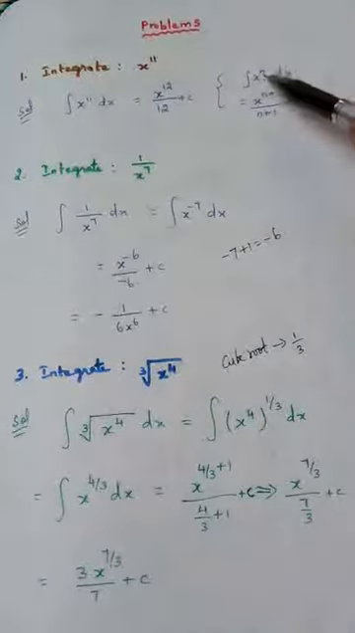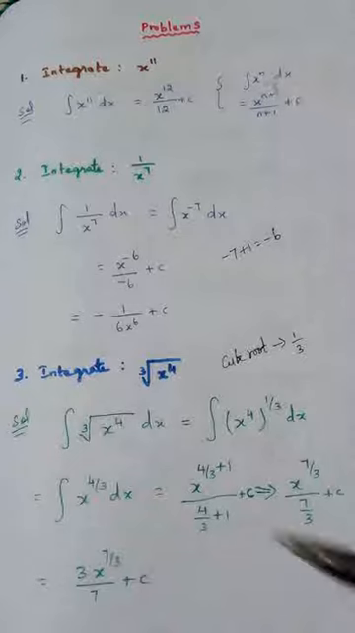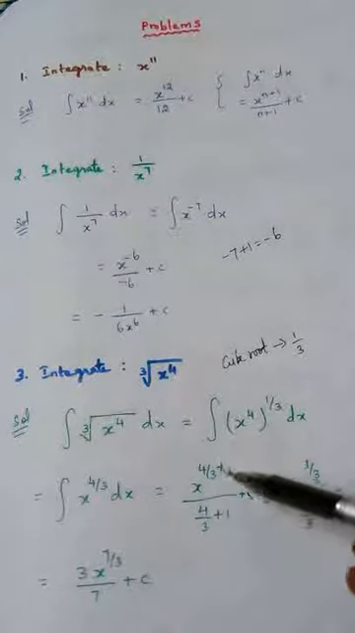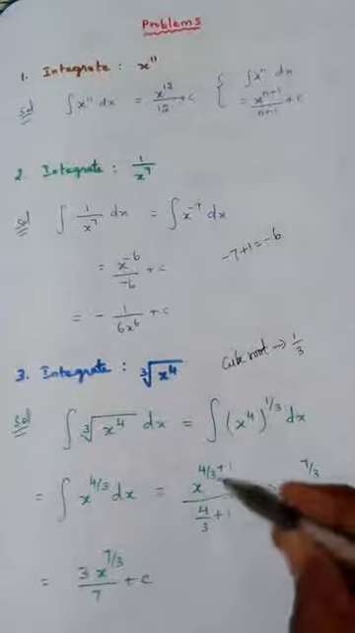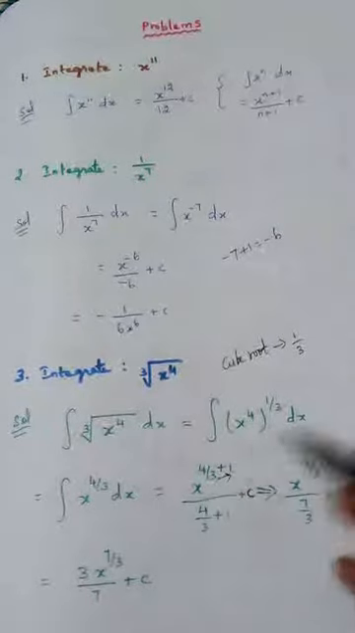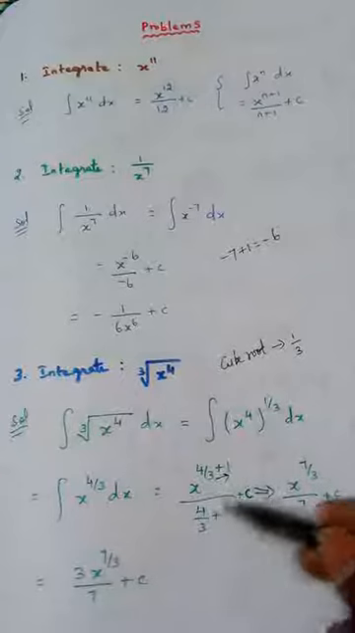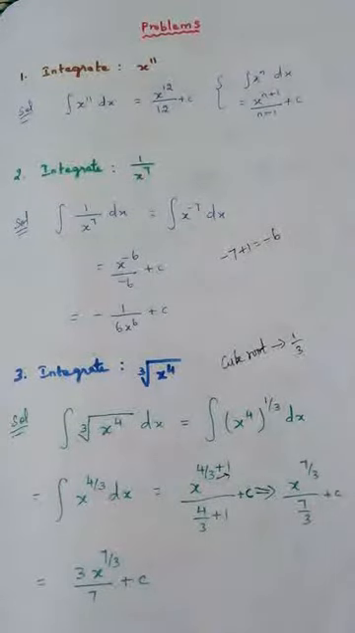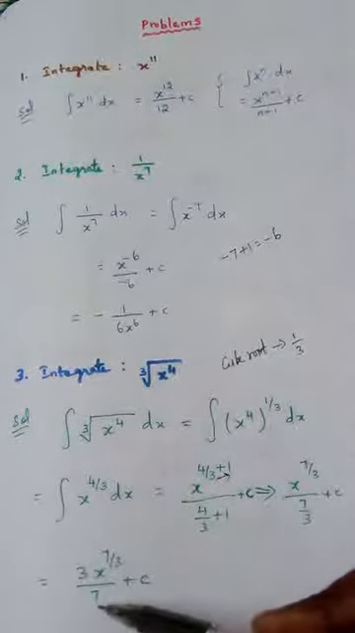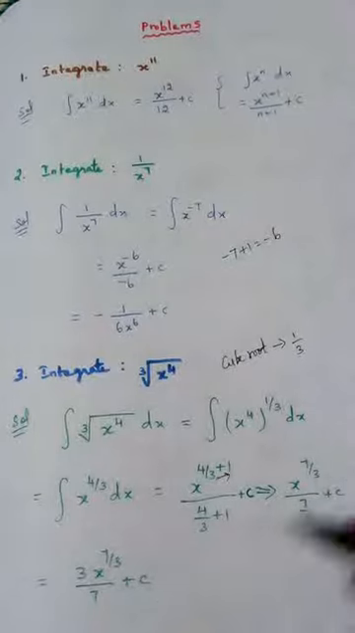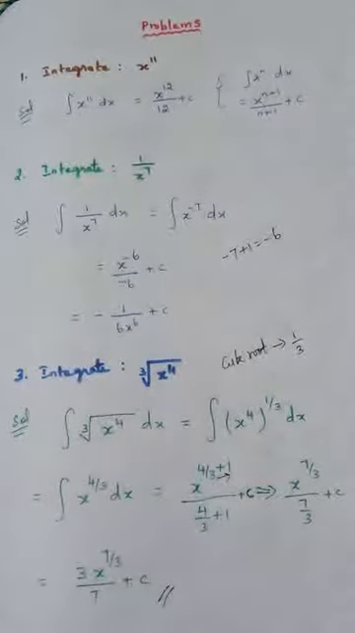Again applying the same x power n dx formula. So x power n plus 1 by n plus 1 plus c. Simplifying this, that is cross multiplying, 4 plus 3, 7 by 3. Here also it is 7 by 3 plus c. Taking this to the numerator, 3 will come to the numerator. So 3x to the power of 7 by 3 by 7 plus c is the final answer. Could you understand these problems? Very simple sums.